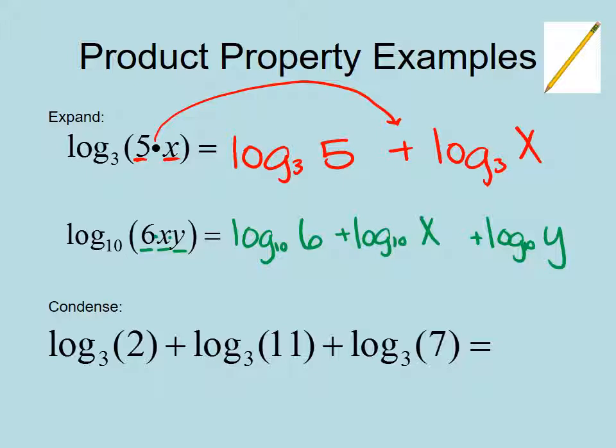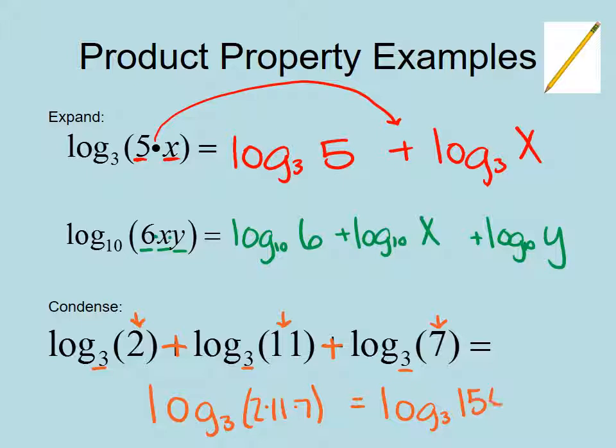Condensing means we want to go the opposite direction. So I'm going from a large to a small. Currently I'm adding. They all have that same base, which they need. So let's write it as one base, log base 3. Instead of adding the 3 values, we are going to multiply them. Now, if you can simplify, definitely do so. So in this case, let's take care of that simple multiplication. And let's say that we have 154. I still want to see this work though. I want to see that you know how to condense that logarithm.